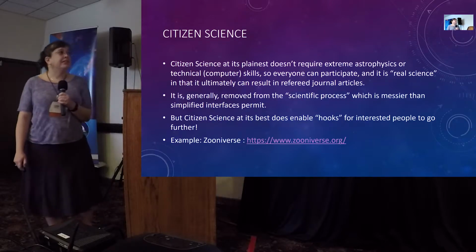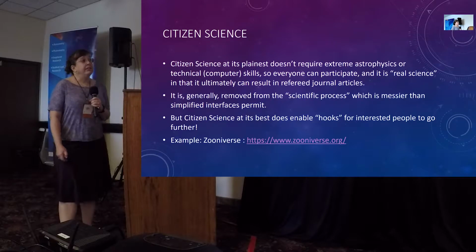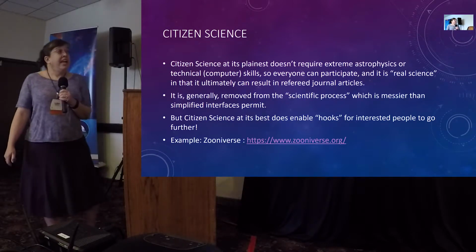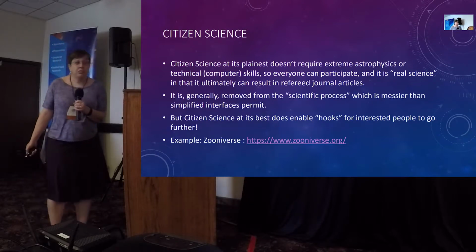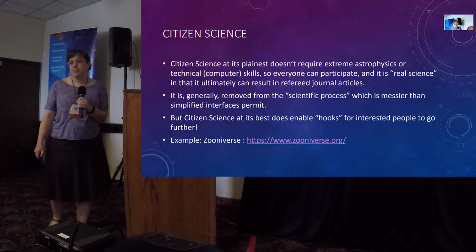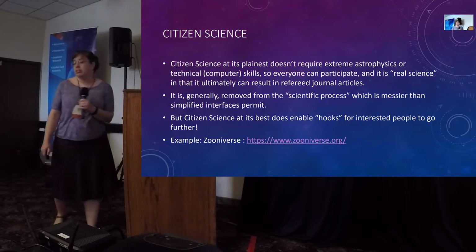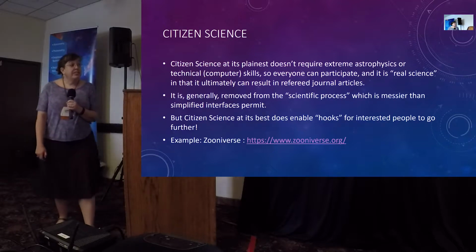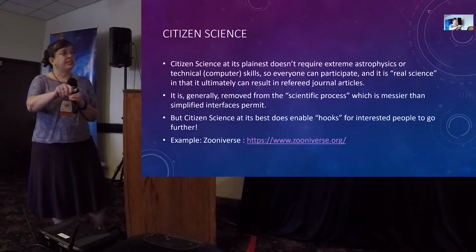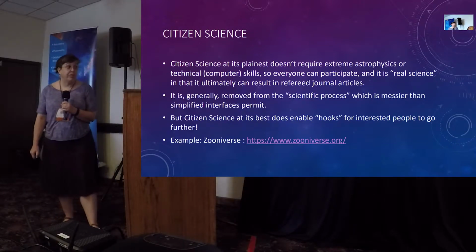So, citizen science, like I said, at its plainest, doesn't require lots and lots of programming and astrophysics, and everyone can participate, even young children. And it is real science because it's generating journal articles. But it is definitely removed from the scientific process, which is way messier than you can convey in a simple interface. But the best kind of citizen science gives hooks for people to go deeper if they want.